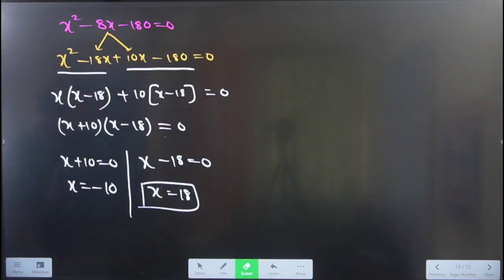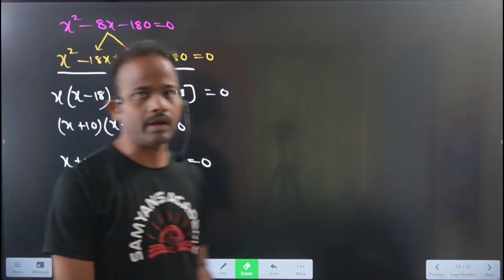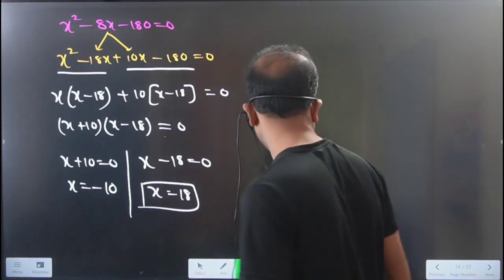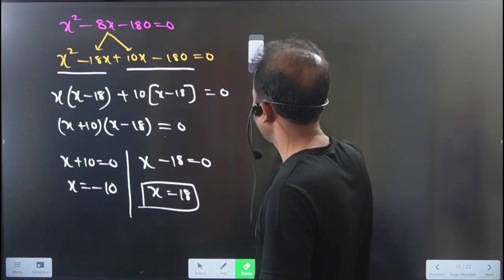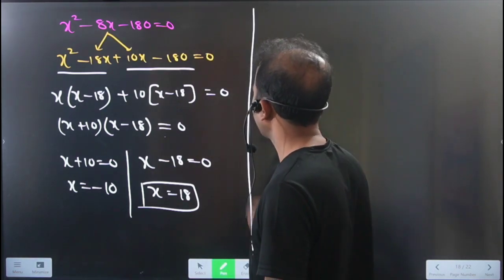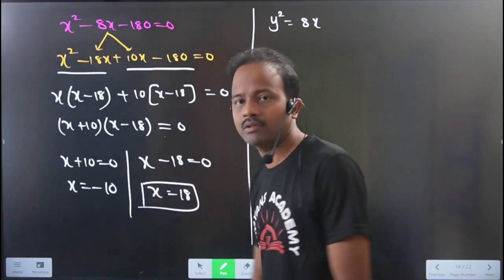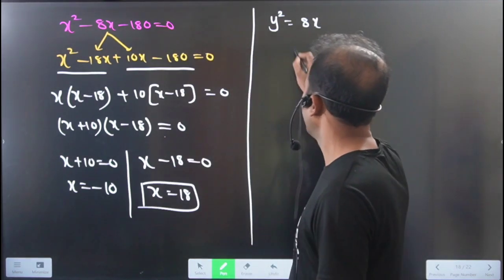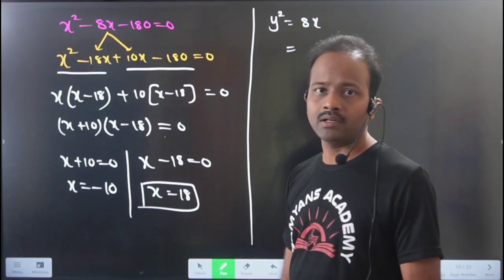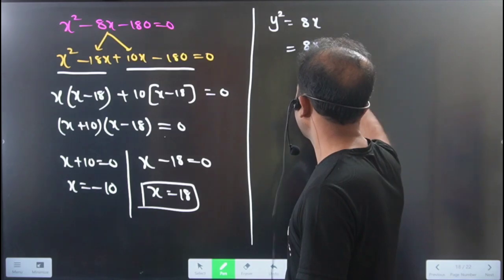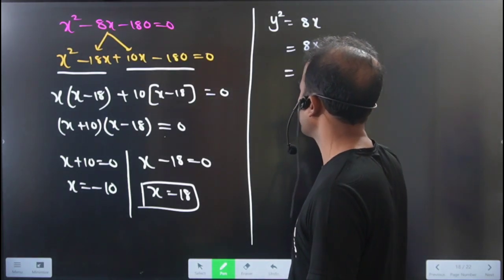Now one of the numbers we got here is 18, so another one you have to find out. What is the next number? What is the relation between x and y? They have given y square equal to 8x, from equation 1. So from this you can get the other number: 8 into x. The x value is 18, so 8 into 18 is how much?